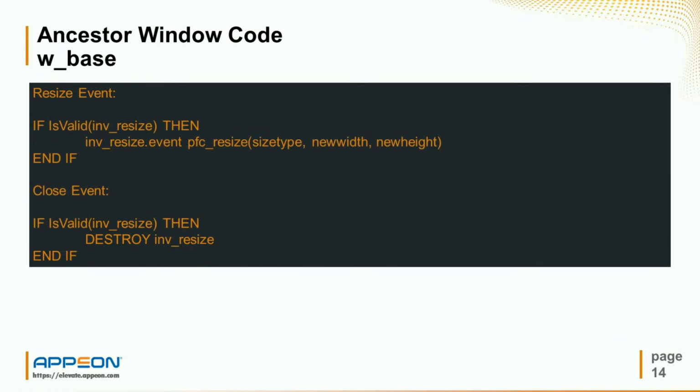I'm going to go to the events. The only thing we have to change is in the resize event. I always like to do a check if is valid before I call anything on a non-visual object. So anyways, we're going to say if it's valid, then we're going to trigger the event PFC Resize. We're going to pass the same arguments that the resize event takes, which is size type, new width, and new height. And in the close event, I always like to clean up. If it's still there, let's destroy it.